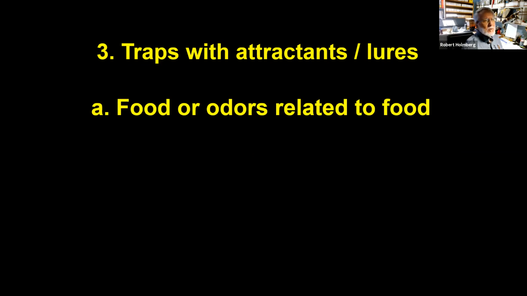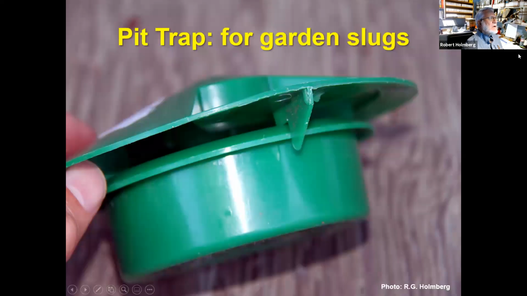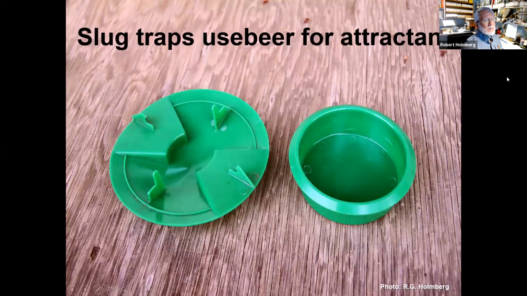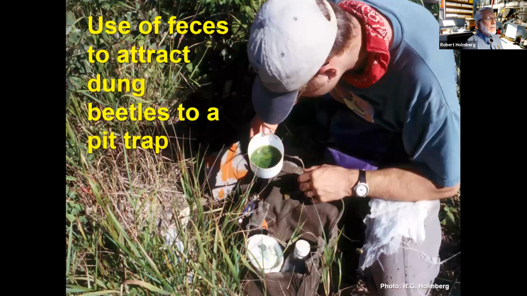And food or food odors are very common and used. So this is an example of a pit trap that's used for garden slugs. Again, this is for control of pests, but can be used for studying slugs. And here's the pit trap on the right and the cover on the left. They fit together quite nicely. And you use beer as an attractant. It works very well for attracting slugs.